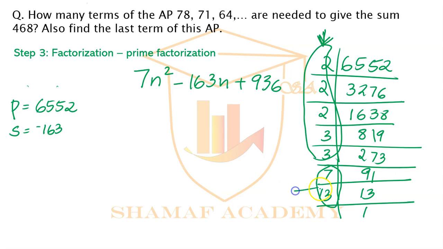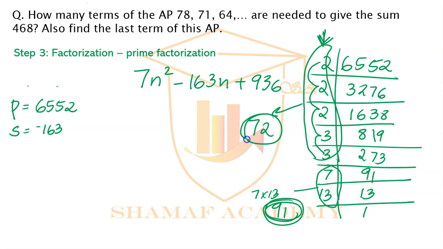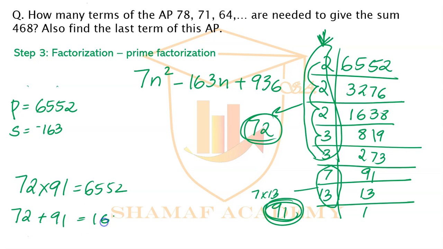7 times 13. What is 7 times 13? That gives me 91. And let's multiply all of these numbers here, which is 2 times 2 times 2 times 3 times 3. You can use a calculator here if your school allows it, and that can give me 72. So let's check. If I'm multiplying 72 and 91, I am getting 6,552. Yes, I am. And if I am adding 72 and 91, I am getting 163.